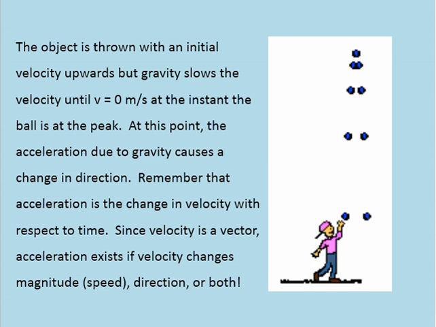So always remember, as something goes up and then comes back down again, at that peak, its velocity is 0 meters per second, but gravity has not gone away. Instead, gravity is just causing the ball or the object to accelerate, and the acceleration is just causing a change in direction of motion.